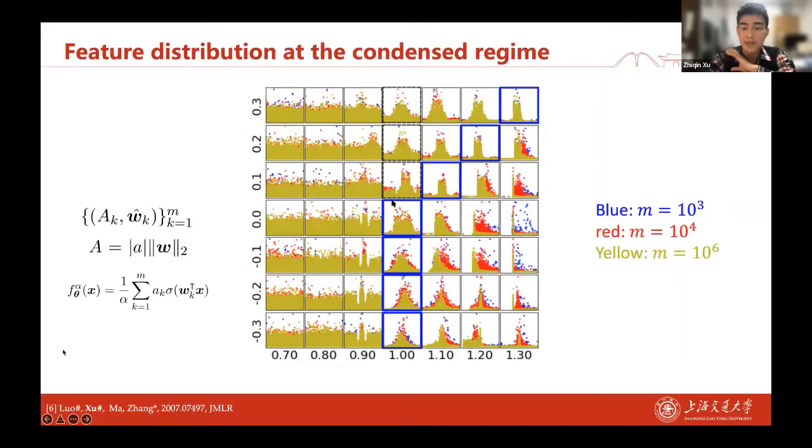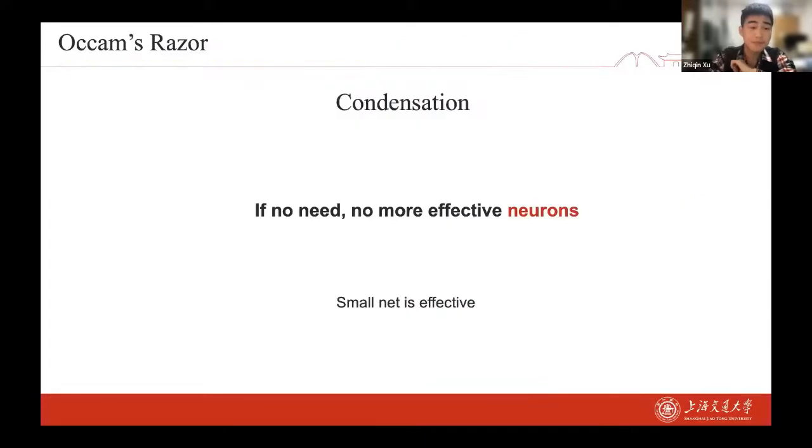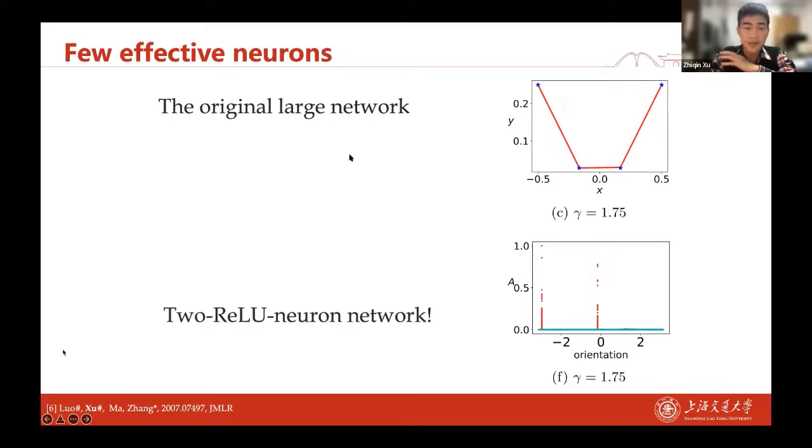So here's an example on the MNIST dataset, and we also use a two-layer neural network. We found that in this regime, when we increase the neuron number towards infinity, the condensation is more and more clear. So condensation is a very universal phenomenon in neural networks, especially as we observe in this infinite-width limit. So this formula actually gives us another result: in some initialization regime, the neural network will use only a few effective neurons. So it also resembles Occam's razor: a small, effective network is effective.